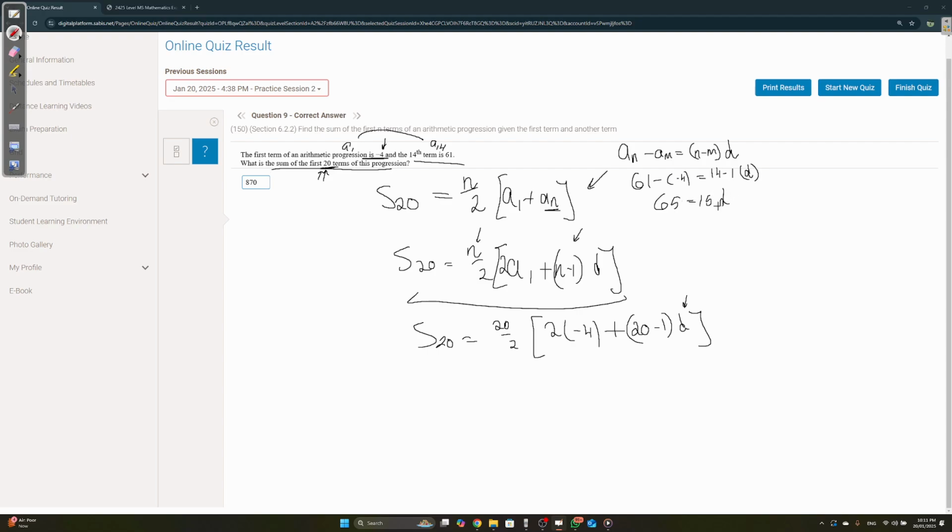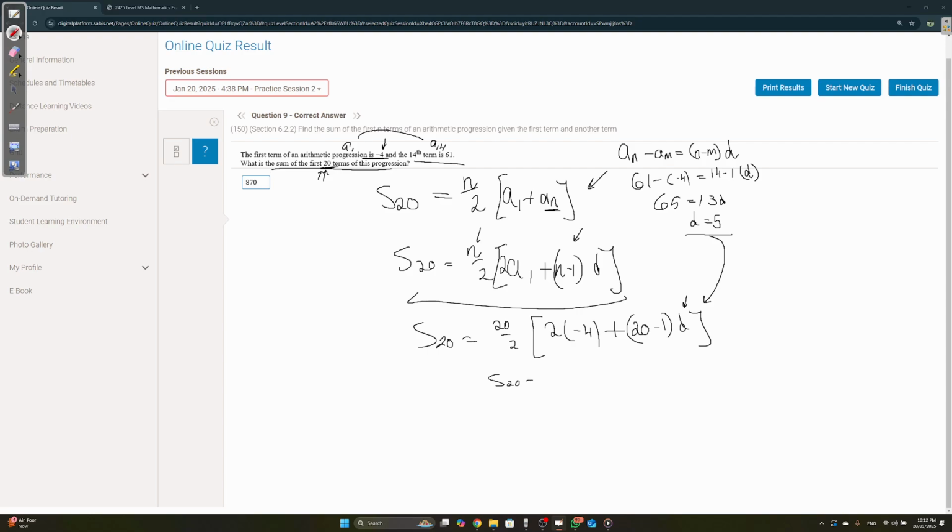And this is a bit of a weird one because 14 minus 1 equals 13. How do I get 15? I'm saying something's wrong. So 13d, and d should be equal to 5. Okay, when you divide these. Anyways, so now you know that d is 5, so you can substitute it over here.